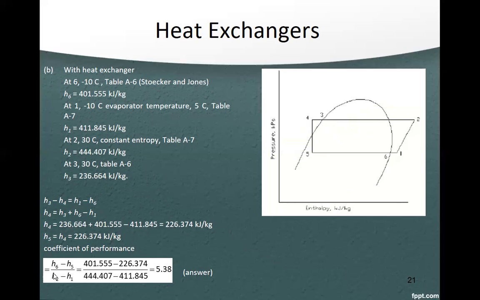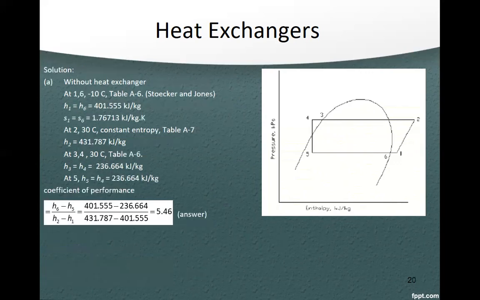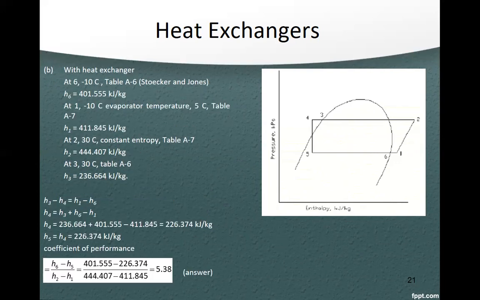Now the COP is equal to H6 minus H5 over H2 minus H1, which is equal to 401.555 minus 226.372 over 444.407 minus 411.85, which is 5.38. So this is now the answer for letter B. It went down, so it did not improve, depending on how the question is asked.